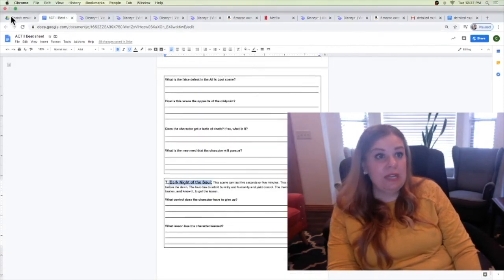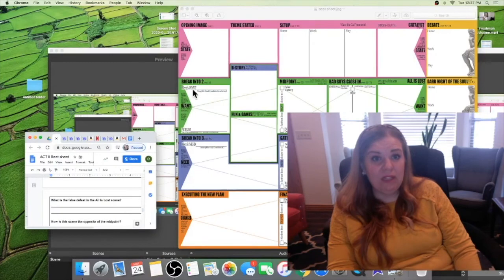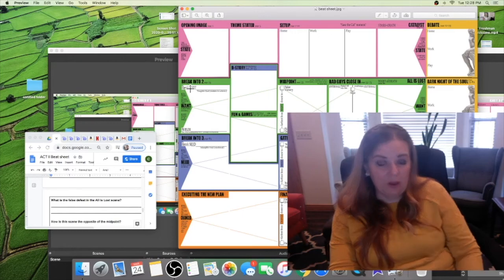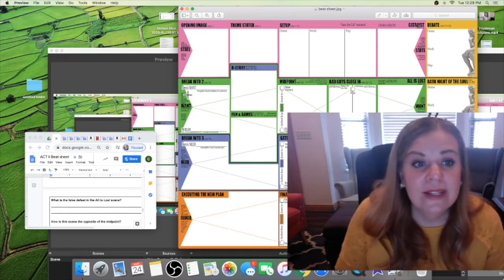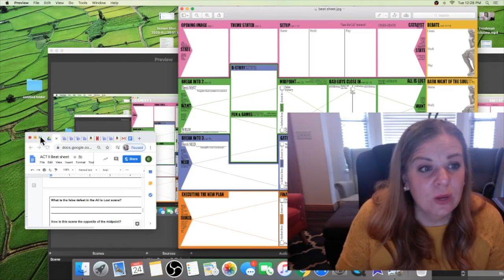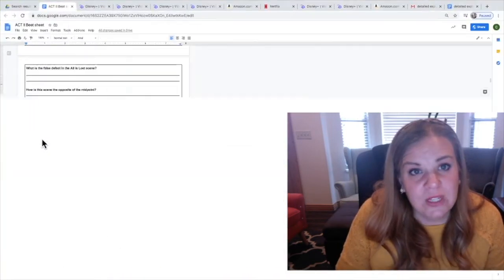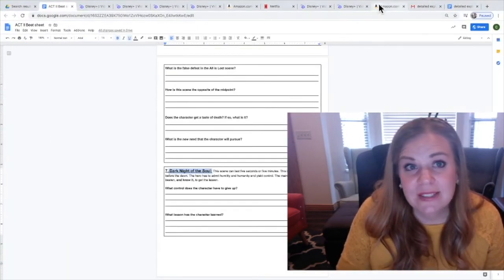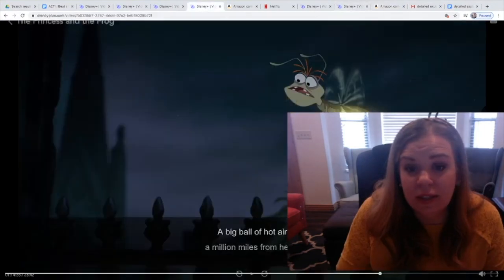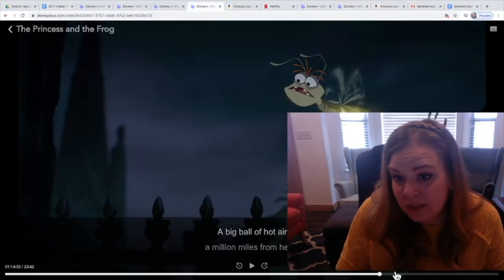So this want that they established at the beginning of Act 2, they give up on that here. Hiccup says, I was stupid, I was wrong to want to be like all the other Vikings. And instead, they're going to start pursuing what they need. In fact, let me show you a cool thing here.